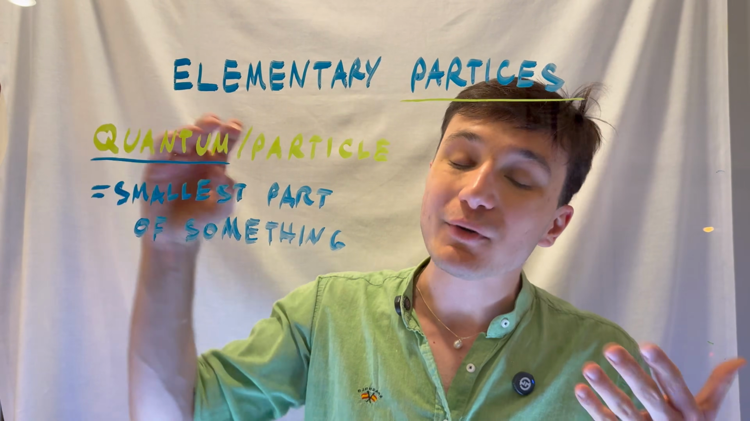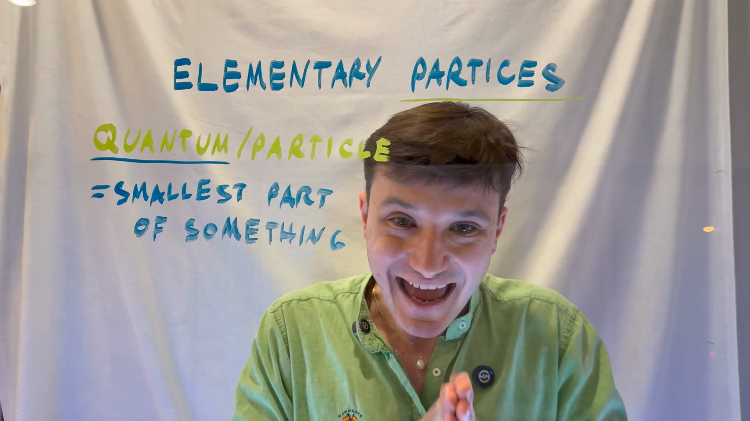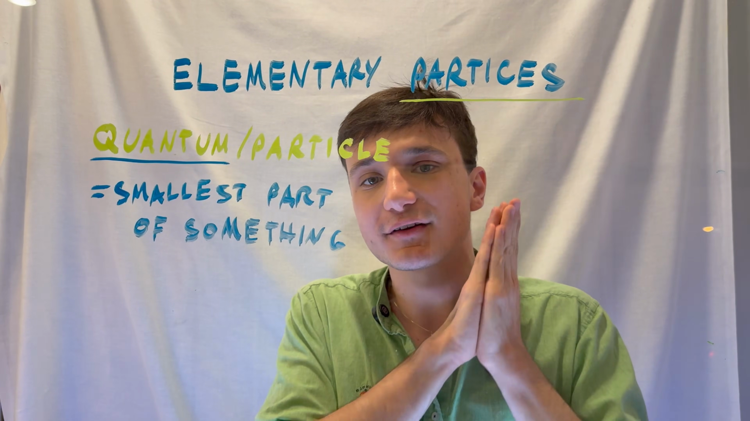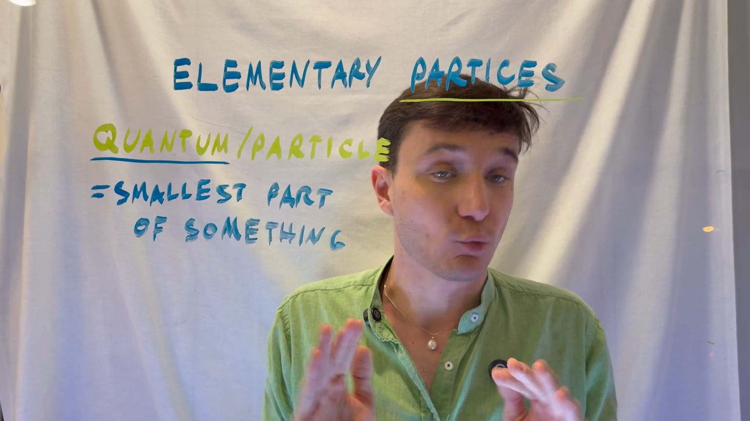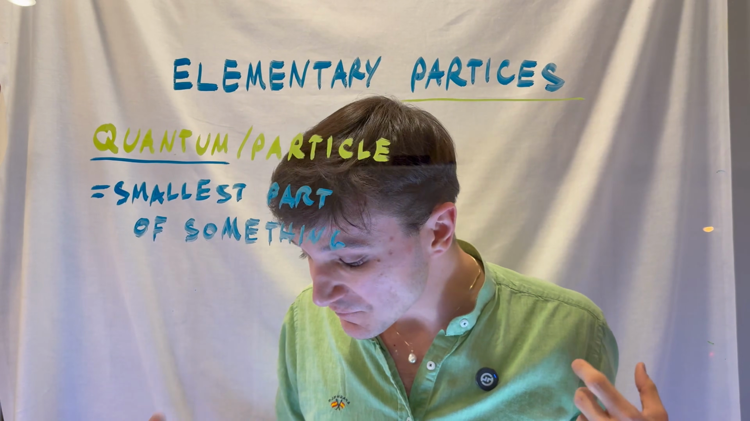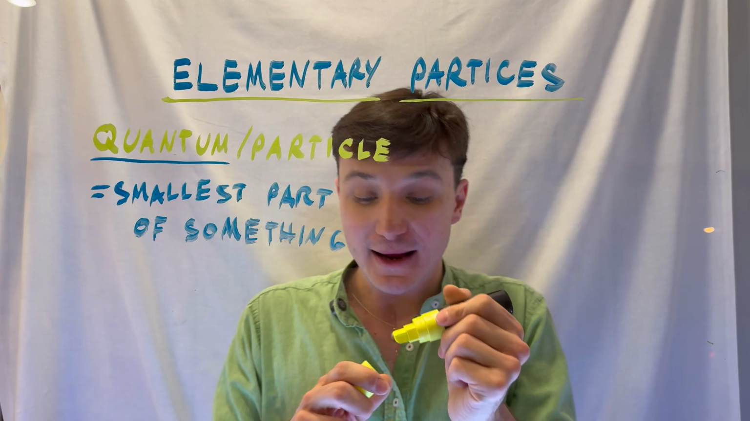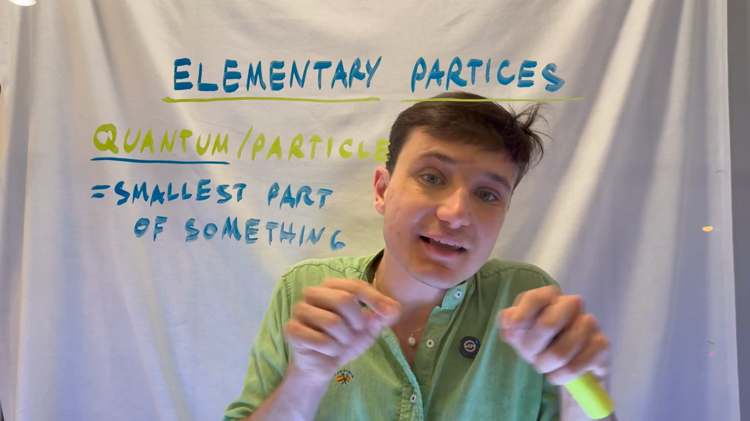So quantum now is more of a historical term, whereas particles are right now believed to be the smallest bits of matter possible. We cannot go deeper, we cannot go smaller, hence why we call them elementary particles. Elementary means that we cannot split them up further.